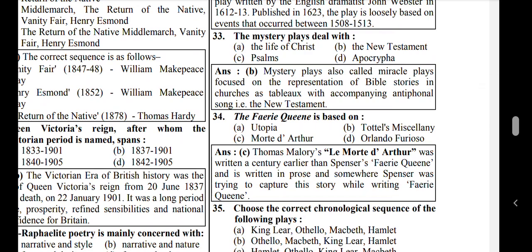See, the New Testament comprises the parables told by Jesus Christ for the people. So they are also called miracle plays, and it deals with the New Testament.